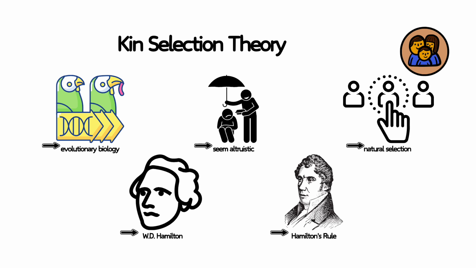The concept is encapsulated in Hamilton's rule, which states that an altruistic behavior will be favored by natural selection if the cost of the behavior to the altruist is less than the benefit to the recipient, discounted by the degree of genetic relatedness between the two. This means that organisms are more likely to perform self-sacrificing behaviors for close relatives than for distant relatives or non-relatives.